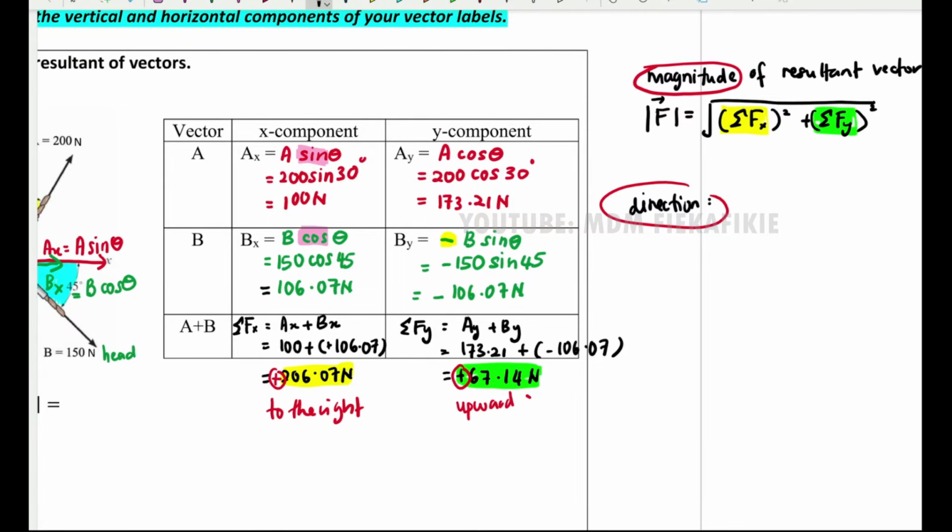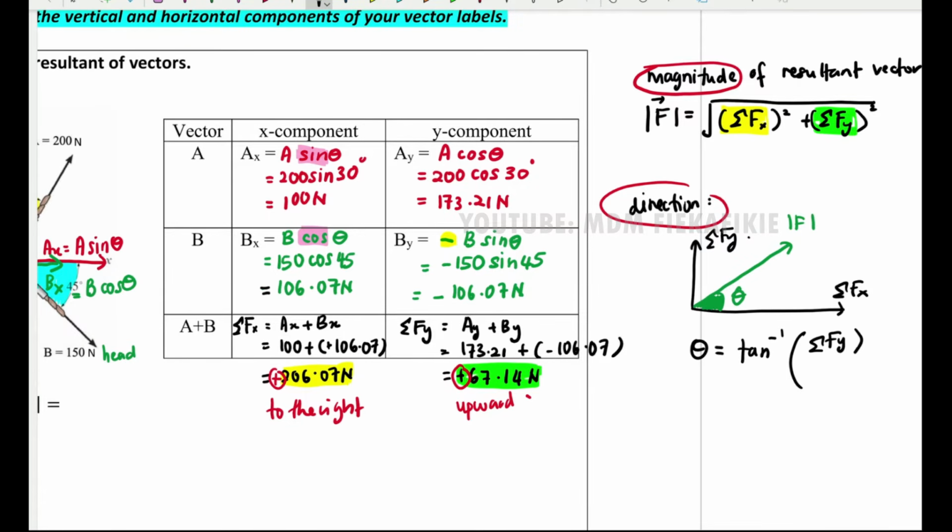Okay, kita nampak kita punya X component kita adalah to the right, sebab total Fx kita positif tadi kan. And then total Fy kita pun sama positif. So, upward. Jadi kita punya resultant vector kita dekat sini. Okay, total force kita dekat sini at angle of theta. Jadi angle of theta ni yang kita nak kira, where the equation of theta is equal to inverse tangent, total vector dia tadi in y component bahagi total fx.